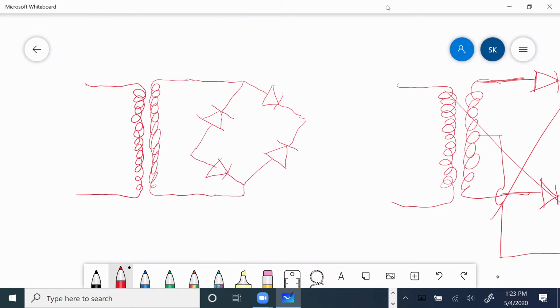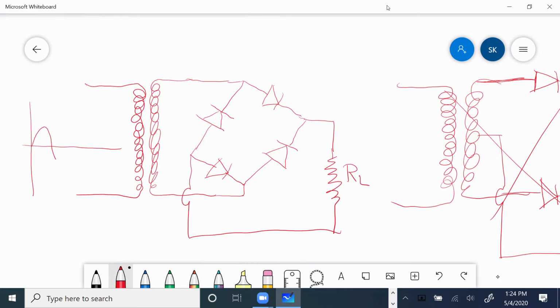Just like that. And I'm going to connect my load there. RL. Now look at this. Remember when I said, okay, that is what's going to be applied.